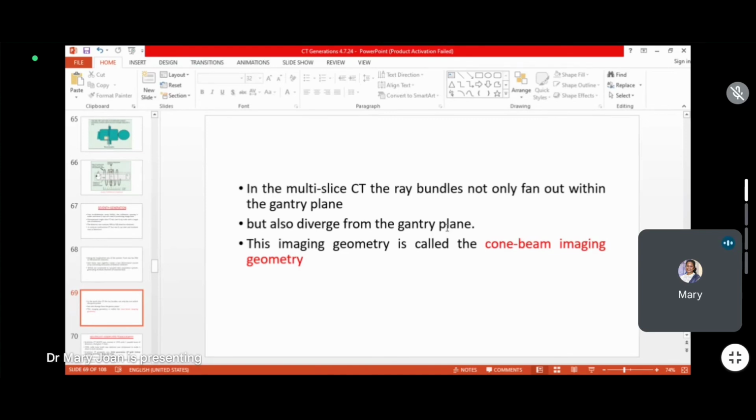In multi-slice CT, the X-ray bundles not only fan out within the gantry plane but also diverge from the gantry plane. This imaging geometry is called the cone beam imaging geometry.